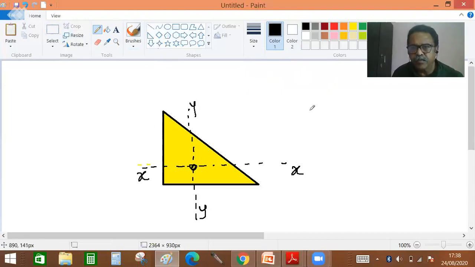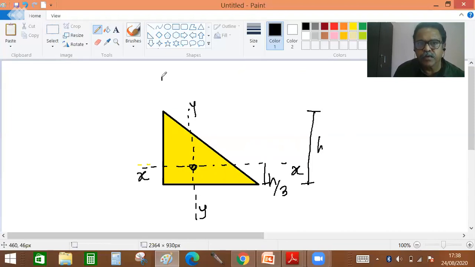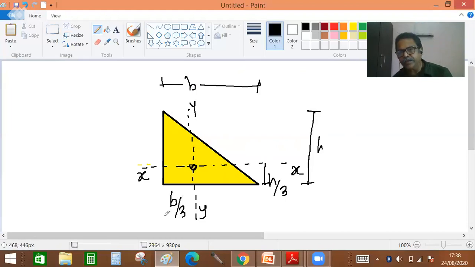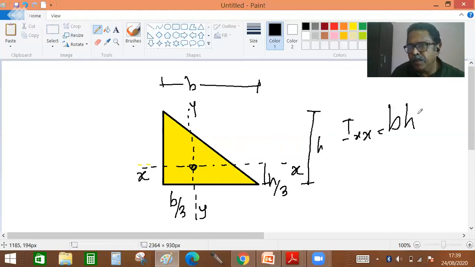Where is it? Suppose this height is h, then this distance is h by 3. Suppose this width at base is b, then this distance is b by 3. You know better, that is from your academic standpoint. So the moment of inertia of this triangle about the x axis, Ix, is equal to bh cubed by 36. Isn't it?